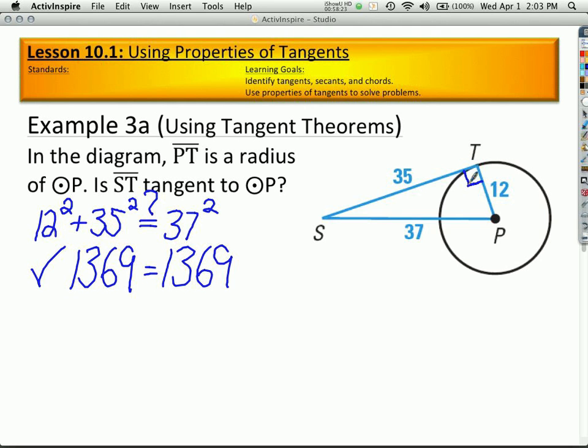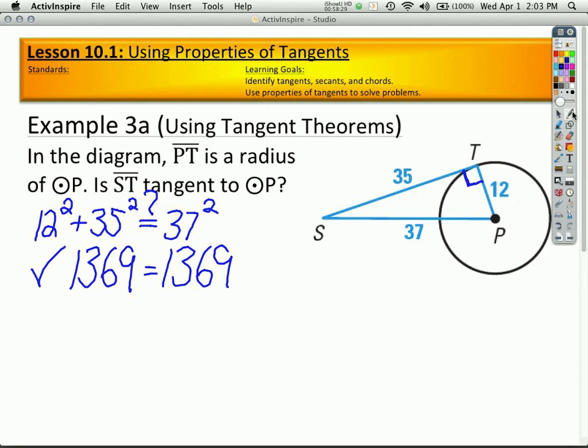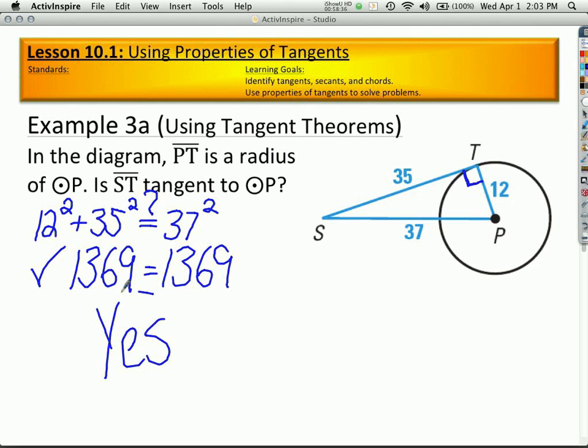So now we can add this to the diagram. Once we add that, we can say that segment ST is tangent to circle P. So the answer is yes. And that's the evidence that supports it. Does anyone have any questions about that?